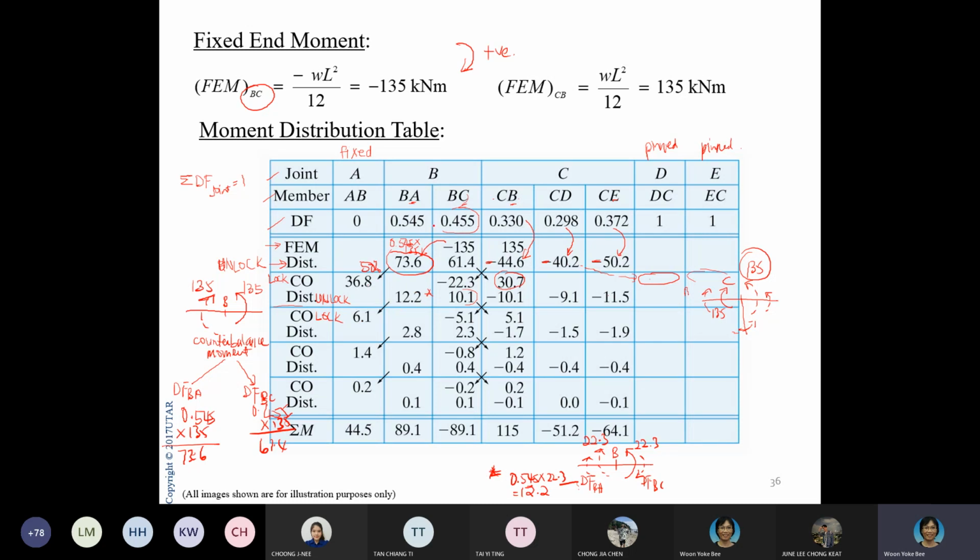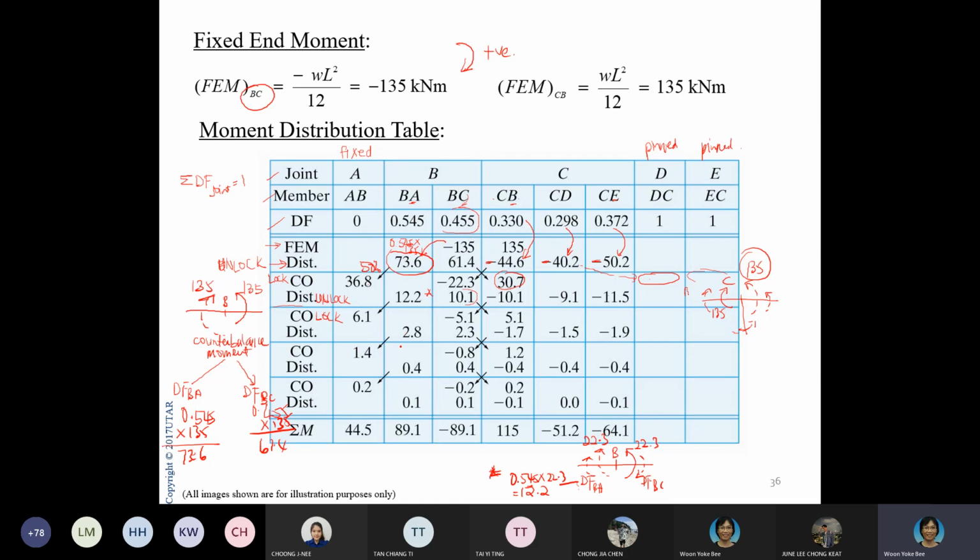So here, 12.2, my A is fixed again, 50% here, right? BC again 50%, CB again 50%. Now you look at this moment now, 6.1, 5.1, 5.1. Do you think you can stop your iteration here? I don't think so, because 5 kilonewton meter is still quite big. Your unbalanced moment is still not negligible, so you need to do another round of locking and unlocking.